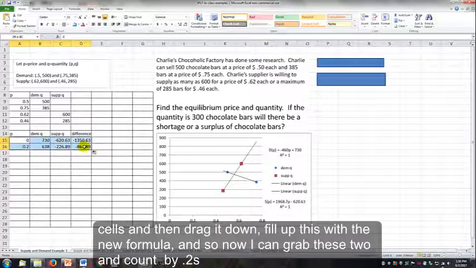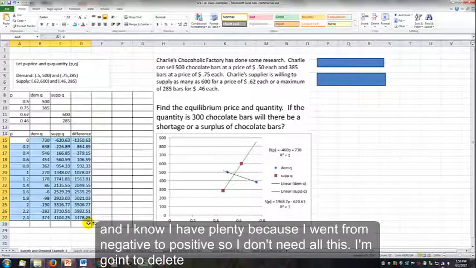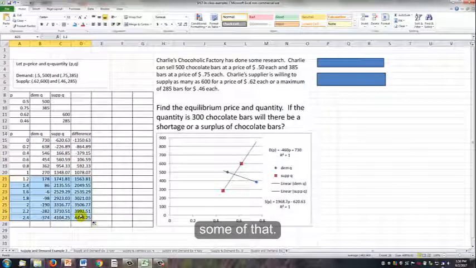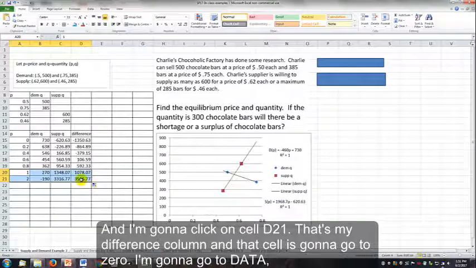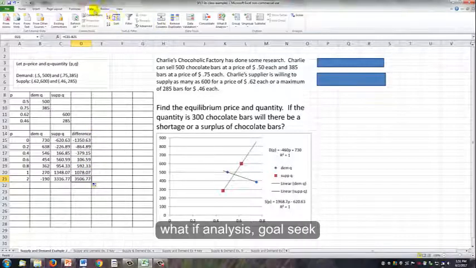and so now I can grab these 2 and count by 0.2s. And I know I have plenty because I went from negative to positive, so I don't need all this. I'm going to delete some of that. Okay, so now I'm going to find the market equilibrium price by dragging this down one more time. And then I'm going to click on cell D21, that's my difference column, and that cell is going to go to 0. So I'm going to go to Data, What If Analysis, Goal Seek.